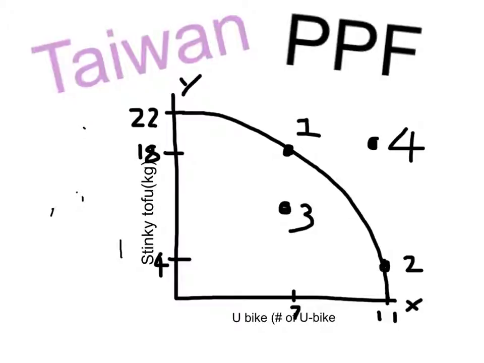gain 4 more bikes. And number 3, the dot is inside the PPF curve, which means it's not efficient. The workers are not working as hard as they should be. The machines are not working, etc. And number 4, it's outside the maximum curve and it's beyond possibility at the moment.